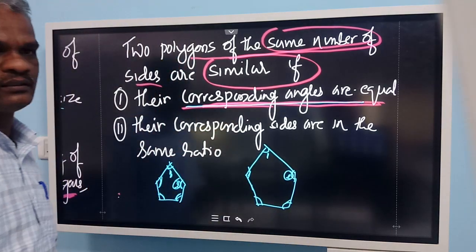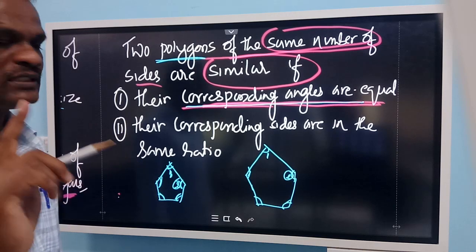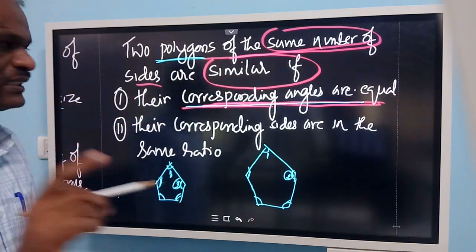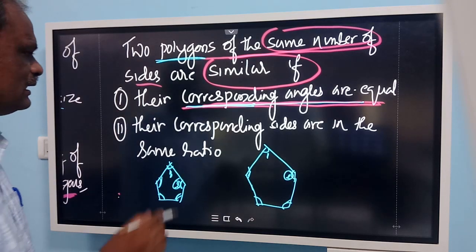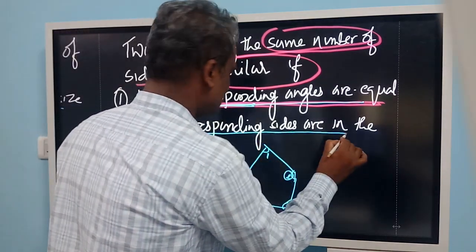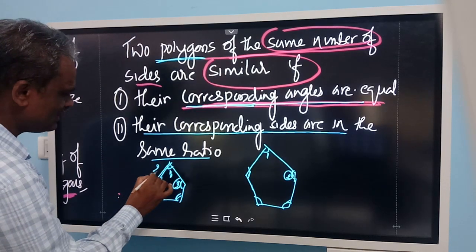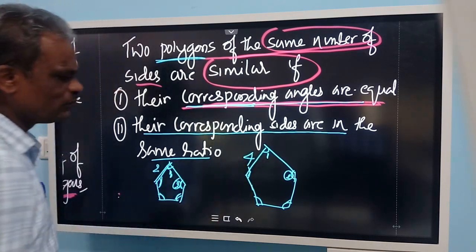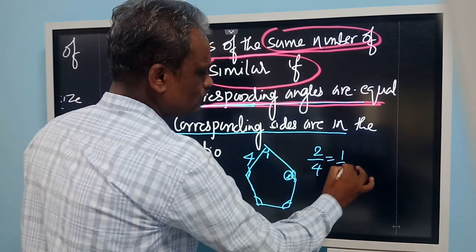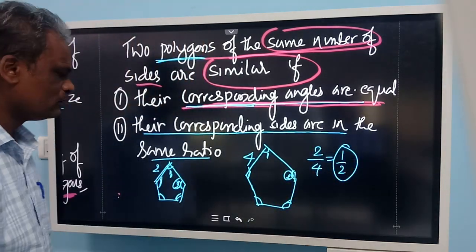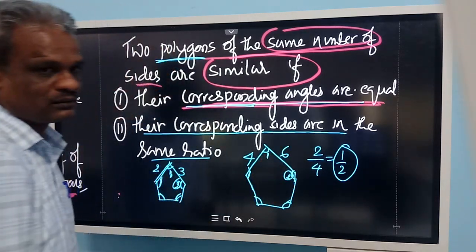First condition, for two polygons to be similar, they should satisfy two conditions. The first condition is that corresponding angles should be equal. Then their corresponding sides are in the same ratio. Suppose if I take this is 2 centimeter, and this is 4, what is the ratio I will get? 2 by 4, 1 by 2. So I am getting ratio 1 by 2. Suppose if I take 3 centimeter here, then it should be 6 only.